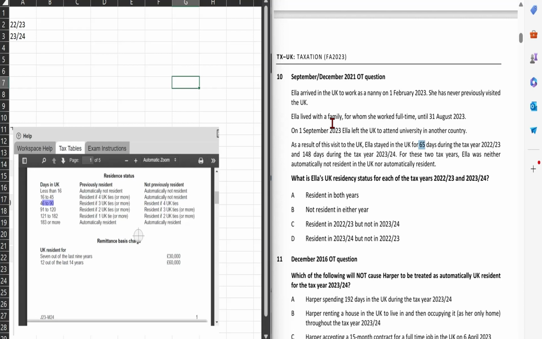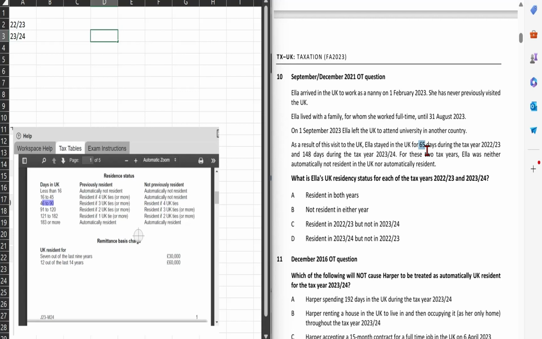And the other condition is that she should work for at least 40 days in the UK. So that is the work tie. She arrived on 1 Feb 23, which means in the tax year she lived for 65 days. Out of that, she worked 40 days. So three ties have been met.